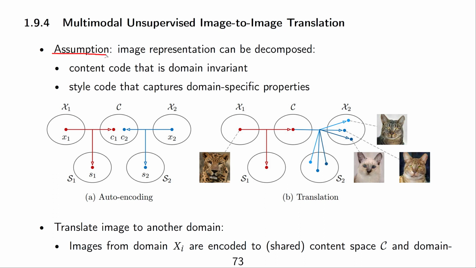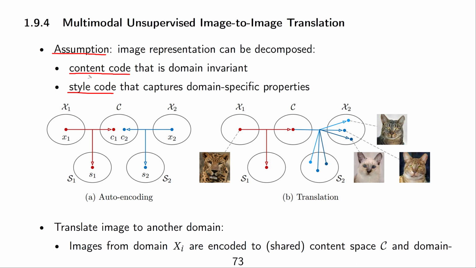The idea of this paper is the following assumption, that an image can be decomposed in two parts. One is the content, that is domain invariant, and the other thing is the style, that captures domain-specific properties. The most important idea when thinking about content, that's at least what I do, is to think about pose. So maybe the approximate shape and pose of the head is the content, and then the style is what particular animal you are interested in.